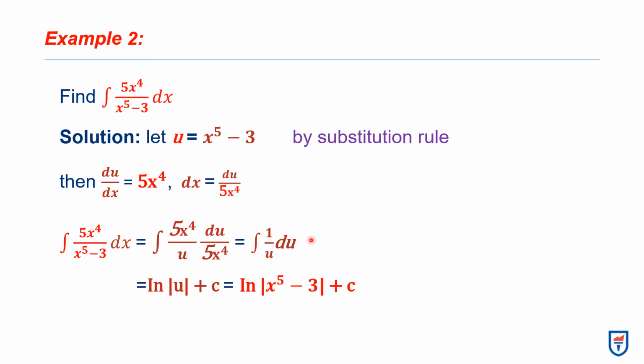According to our logarithmic laws of integration, integral of 1 over u is equal to ln u. So our result is going to be ln u plus c, the constant, and then we return the actual value of u, which is x to the power 5 minus 3. So we're going to have our final result as ln x to the power 5 minus 3 plus c, which is the arbitrary constant.